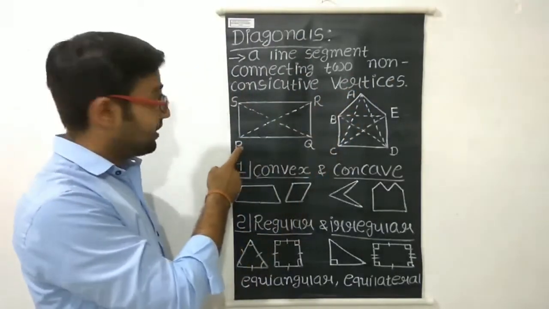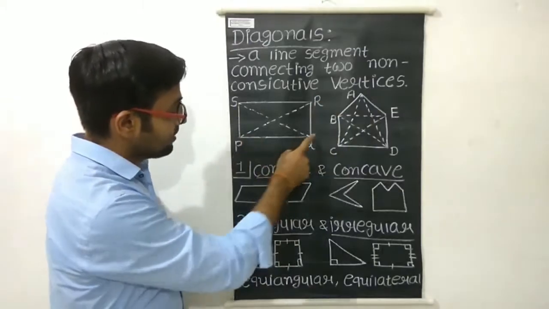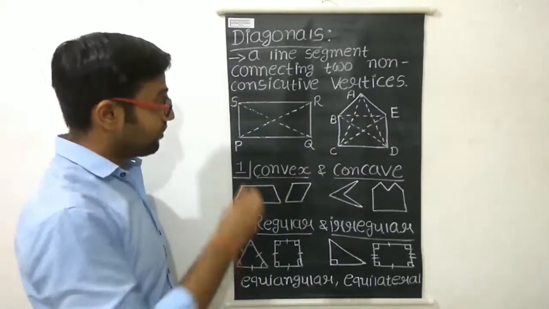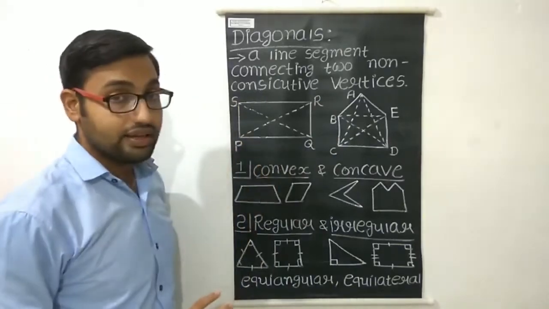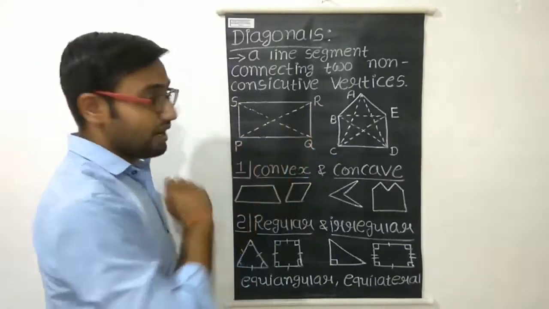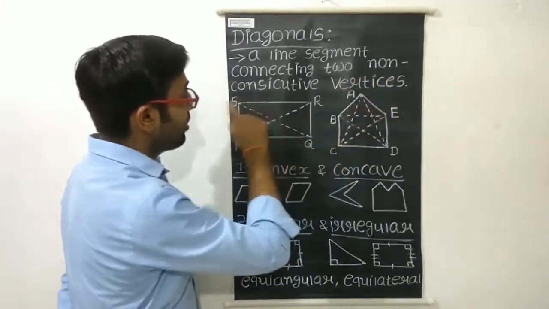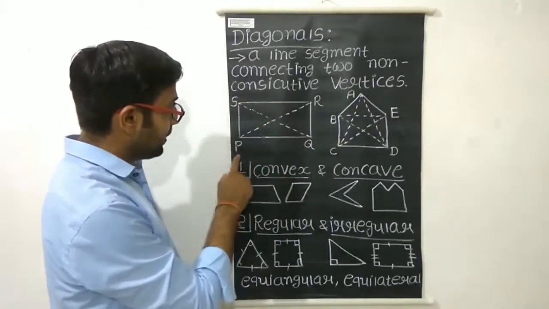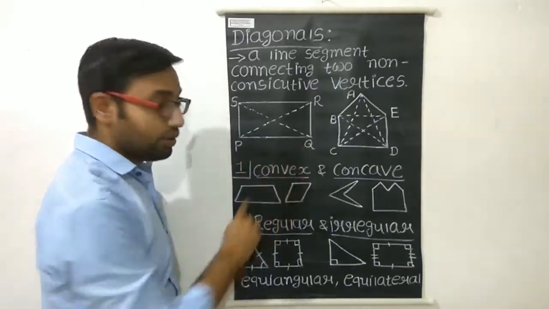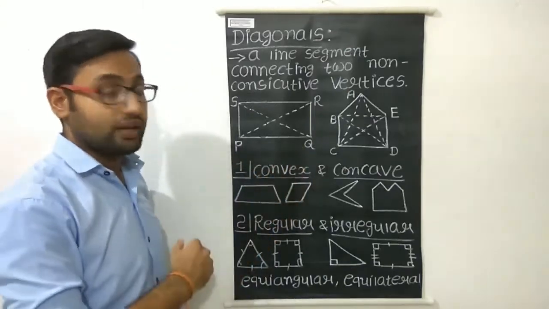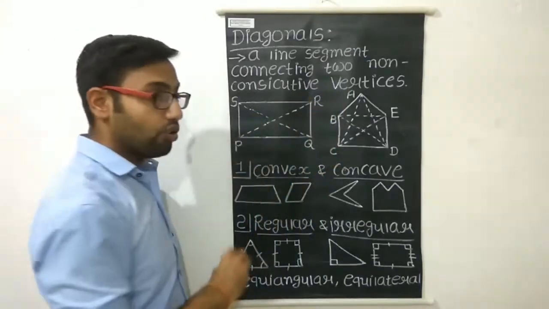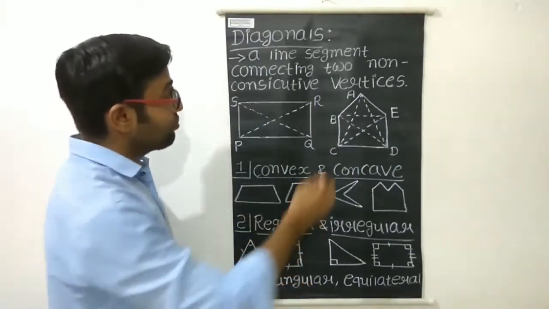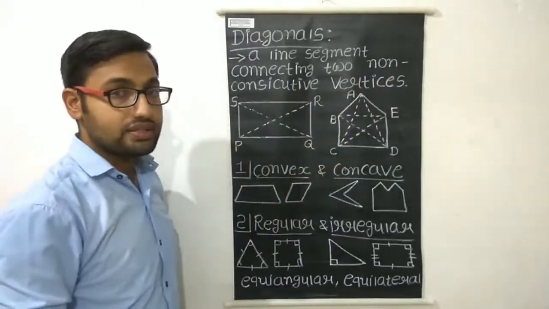How many vertices are there? Four. This is a vertex, this is a vertex, this is a vertex, and this is a vertex, so four vertices are there. Which two vertices do we have to select? Which are non-consecutive. Consecutive means if we take P, then Q; P and Q are called consecutive vertices. Q and R are called consecutive. But we do not have to select the consecutive. We have to select non-consecutive vertices.